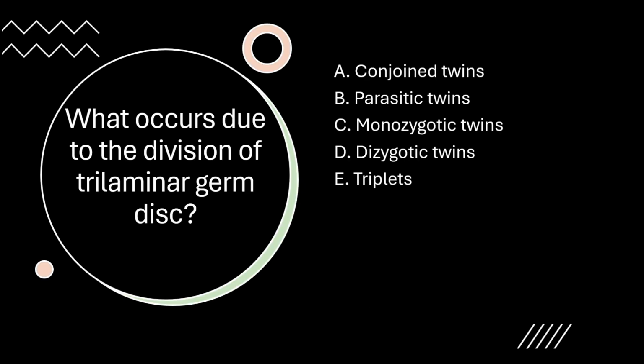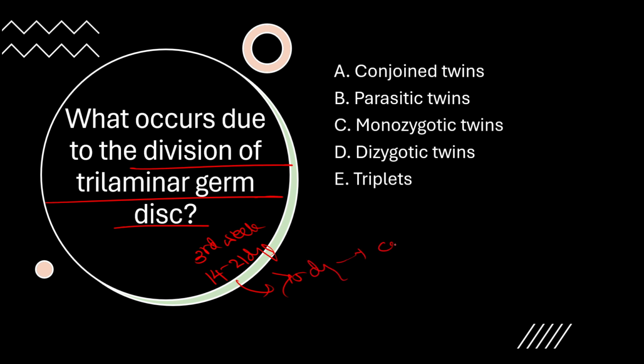So going back to the question, what occurs due to the division of the trilaminar germ disc? So trilaminar germ disc, as I said, is formed within the third week, which means between 14 to 21 days. So as I said, beyond 15 days you are involved in the formation of conjoint twins. So this is the answer that you're looking for. Possibly a single best answer. So this is conjoint twins.